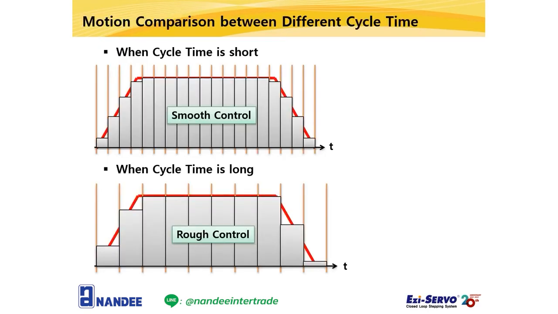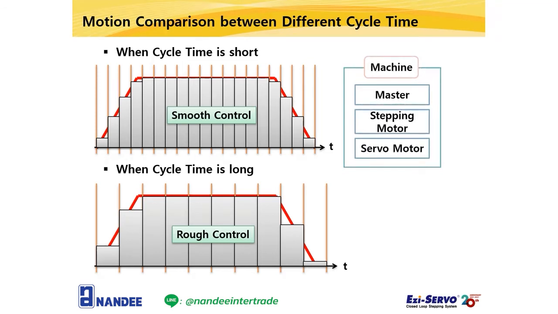Then, why is the minimum cycle time important? For example, in synchronous control, if the cycle time is short, smooth and high precision control is possible, but if the cycle time is long, smooth operation is not possible. Depending on the requirements of the machine, stepping motors and servo motors are often used together. In this case, the cycle time should be used in accordance with the longer one.